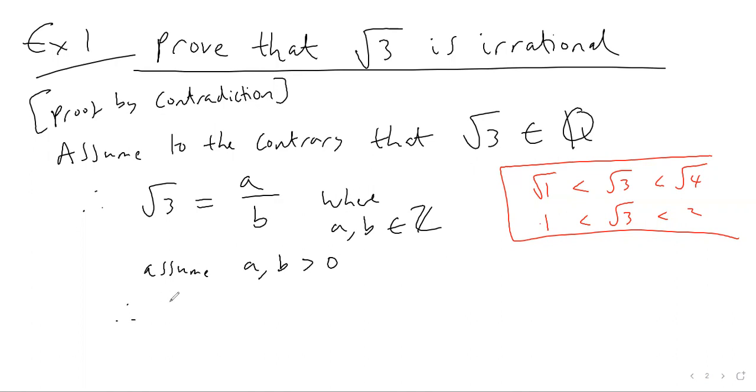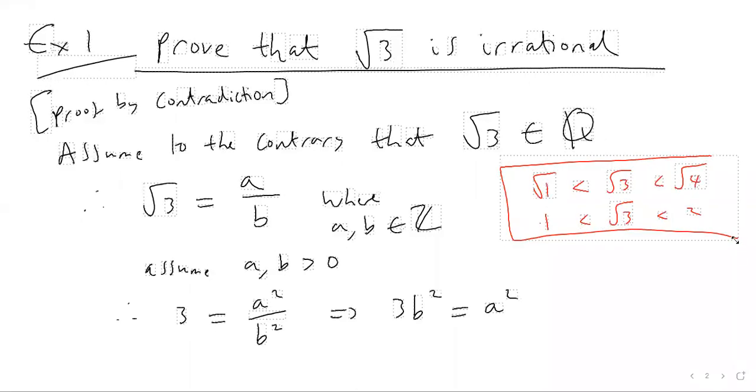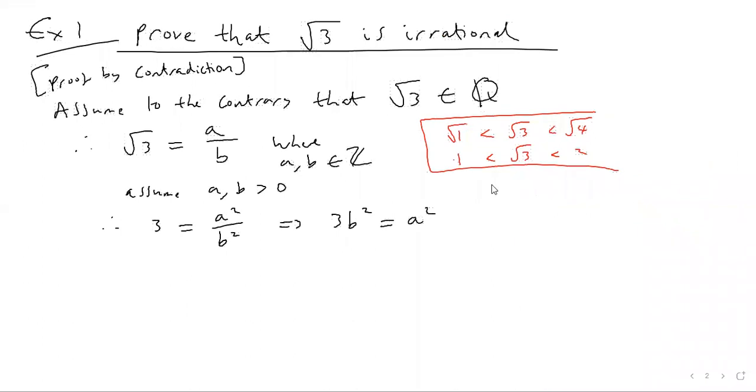So therefore, what we can do to both sides of this equation is square both sides. So we get 3 is equal to a squared over b squared. From that, what that tells us is that 3b squared is equal to a squared. So what is that telling us? It tells us that a squared must be a multiple of 3.